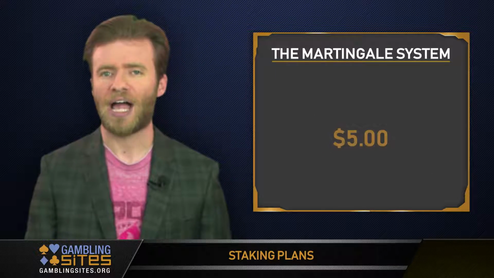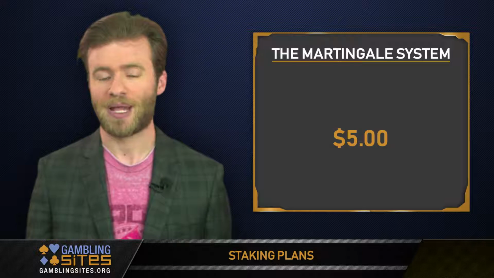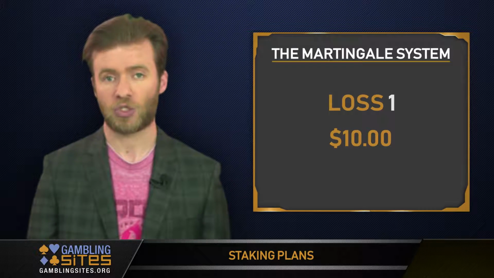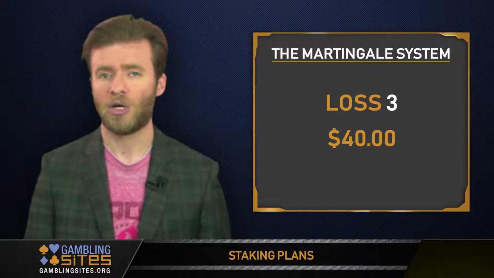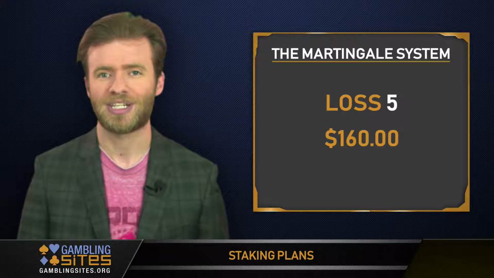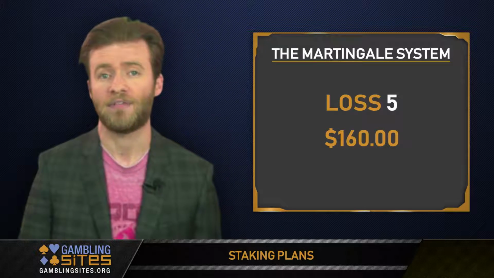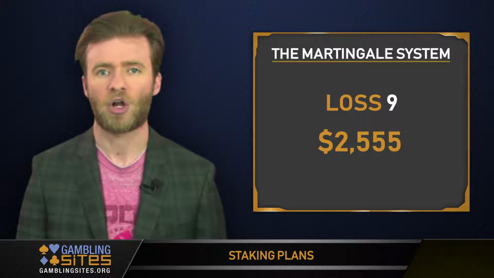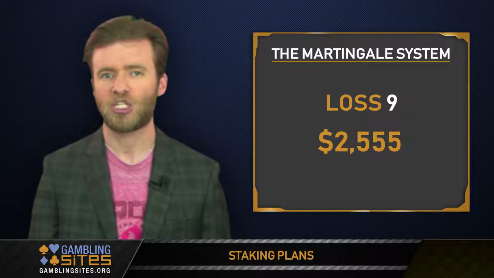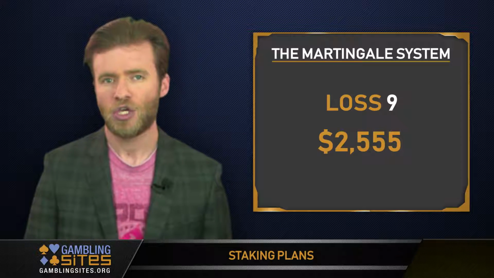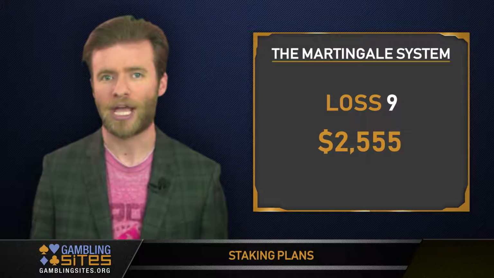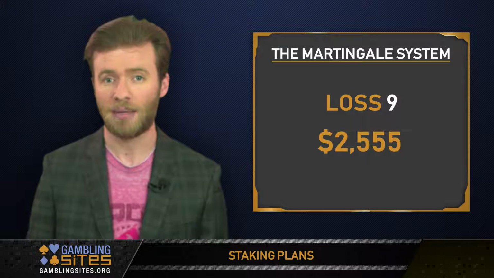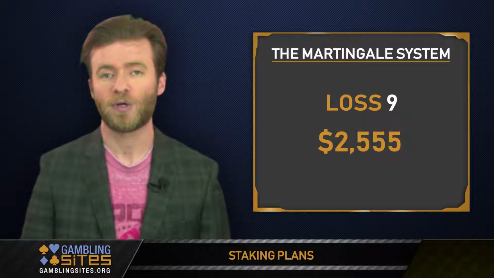If you begin with a $5 wager and lose, your next bet is $10. Lose again, it's $20. Lose 5 times in a row, you'll be betting $160 and have already lost $155. By the time you reach 9 consecutive losses, you'll have lost over $2,500, and your next wager will need to be $2,560. You can very quickly lose your entire bankroll or even reach a table limit on highest bet amount before you recoup your losses.